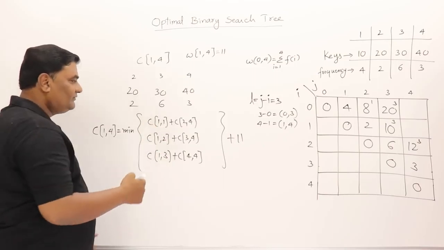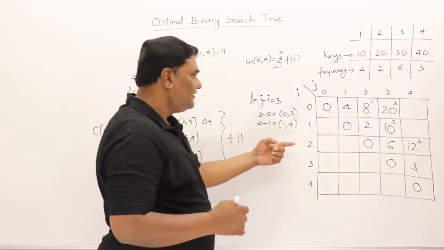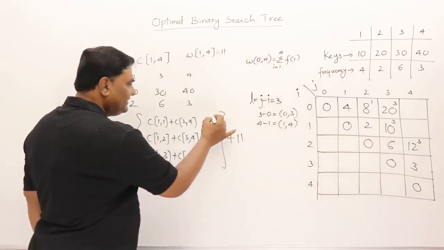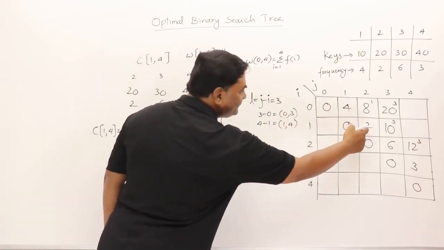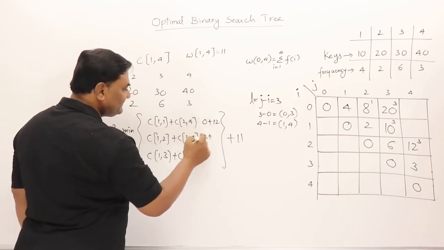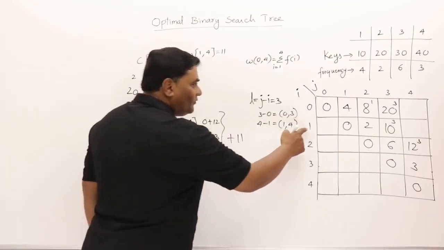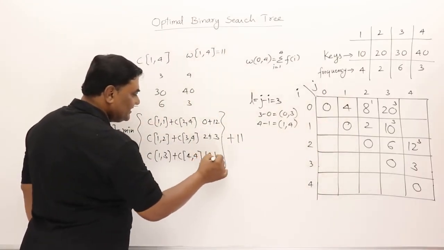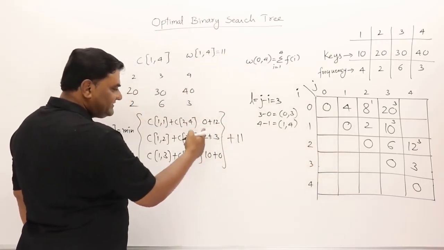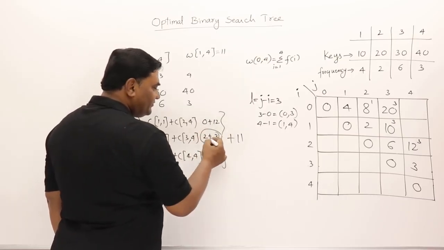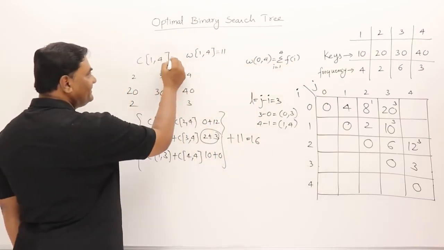So let me write down these values. 1 comma 1 is 0 plus, how much is this? 2 comma 4. 2 comma 4 is 12. 0 plus 12. 1 comma 2 is 2 plus 3 comma 4 is 3. 1 comma 3 is 10 plus 4 comma 4 is 0. So which one of this is minimum? This is minimum. So this is 5 plus 11 is 16. So the cost of this one is 16.